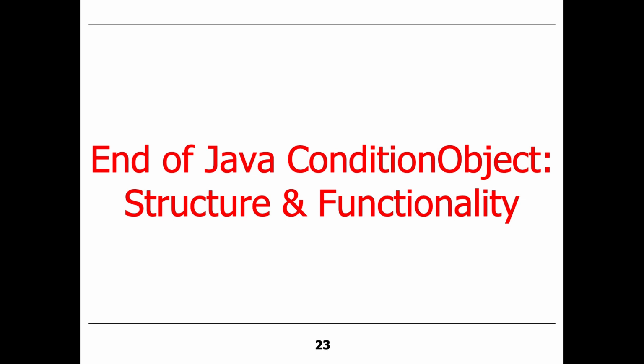Okay, so that's the end of the structure and functionality part. We still haven't really talked in detail about the methods that are in the condition object, but we'll do that next.